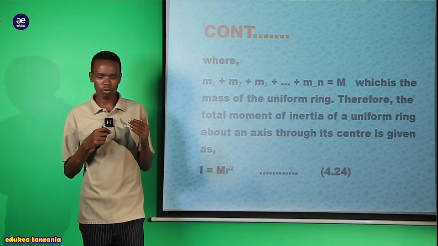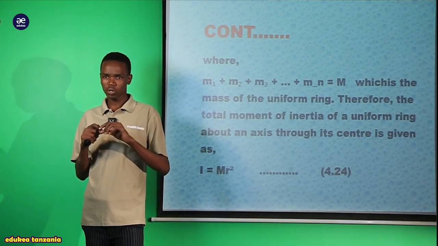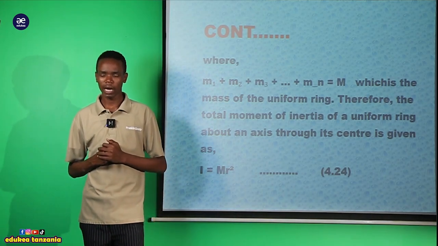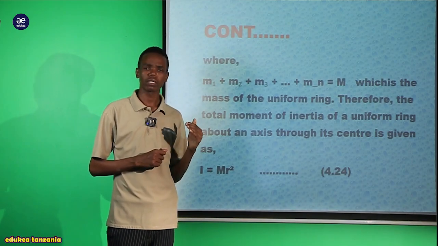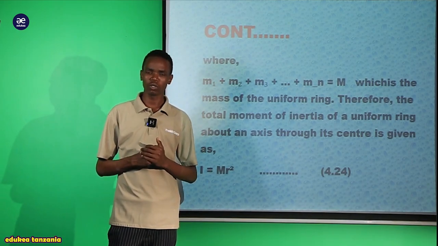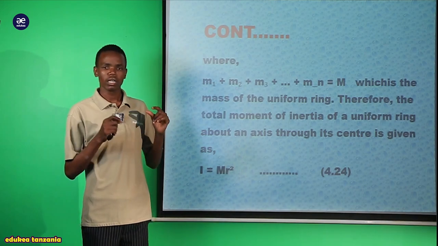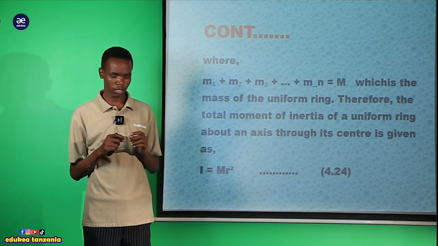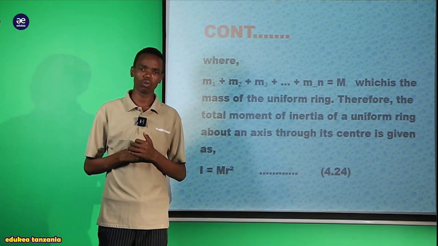Now we should conclude by saying that the total moment of inertia of the uniform ring must be equal to m times r square, where m stands for the mass of the uniform ring, while r square represents the distance squared. It means the distance exactly from the center up to any point on the ring.